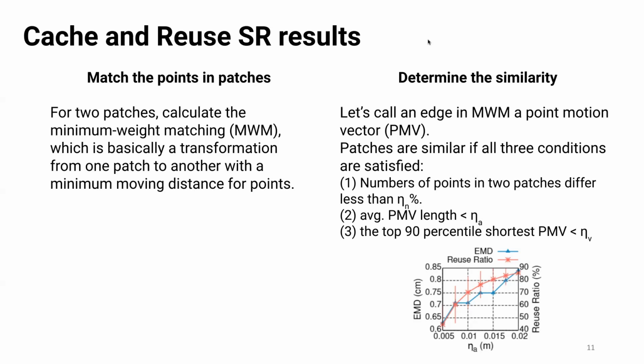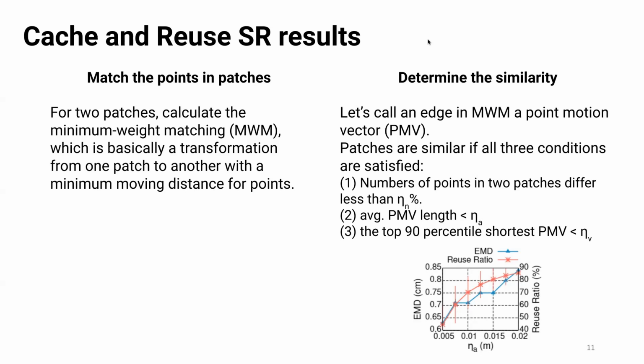So the numbers of points in two patches differ less than eta n. Also, the average PMV, so the distances between the point pairs, average PMV length is less than eta a. And the top 90 percentile shortest PMV, so the top 90% shortest point move distance is less than eta b. If these three conditions are satisfied, they say that the two patches are similar.